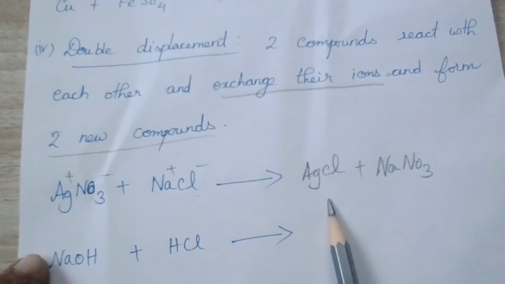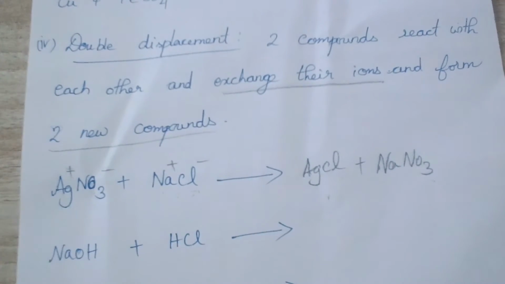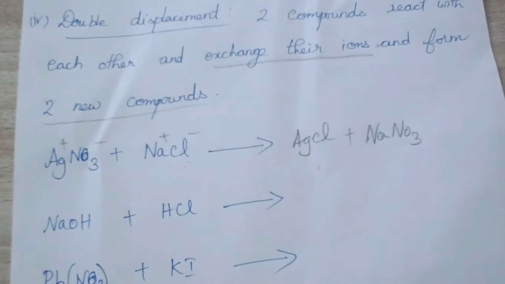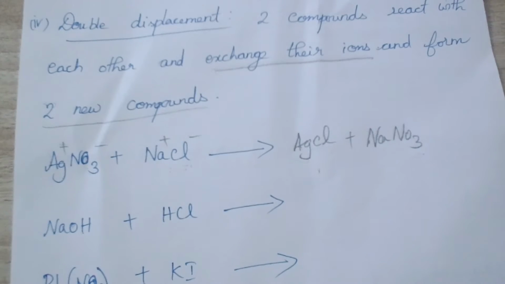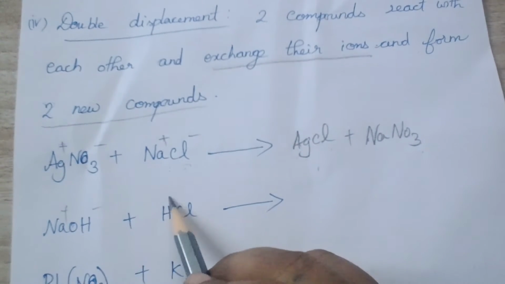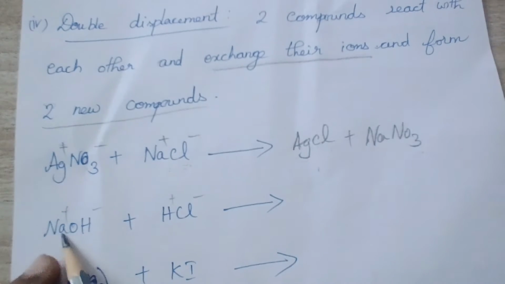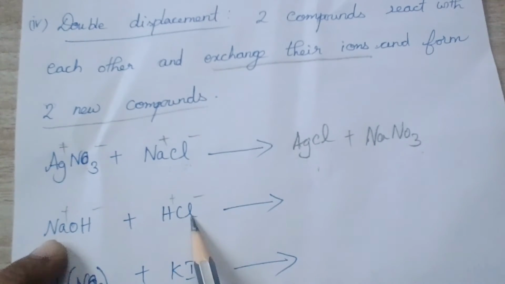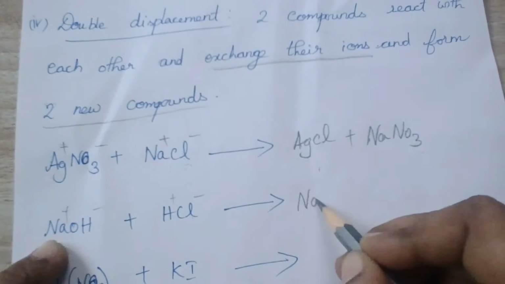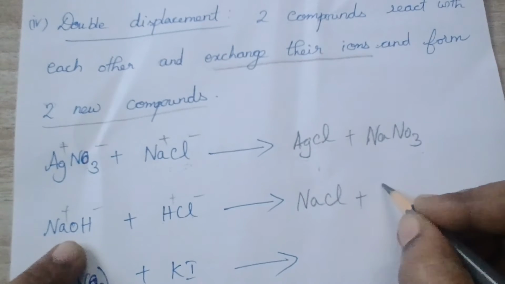Okay, silver nitrate is a compound and sodium chloride is a compound, they react with each other to form new compounds. What are the new compounds? Silver chloride and sodium nitrate. So everything is balanced here. Okay, likewise here, first we will write the charges. Na plus OH minus, H plus and Cl minus. This cation will displace this cation. So this cation will combine with this anion. So you will get sodium chloride, plus this cation will combine with this anion, so HCl.